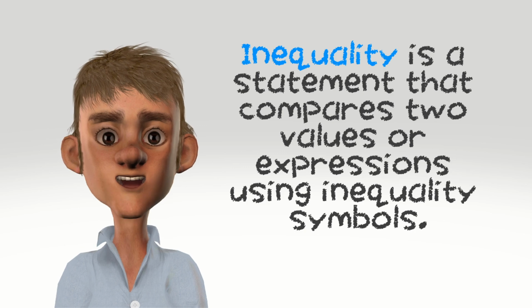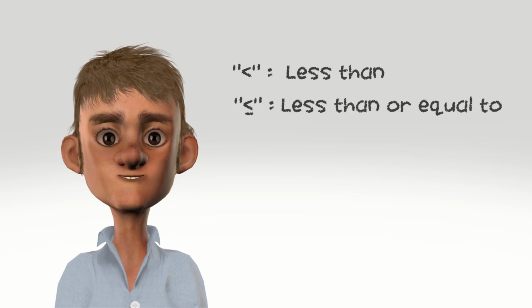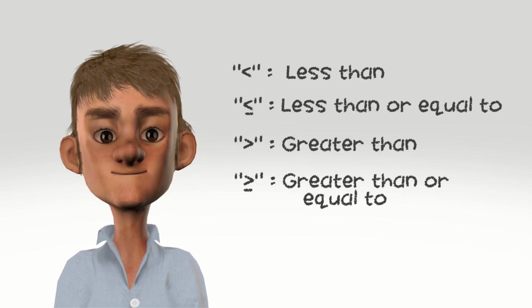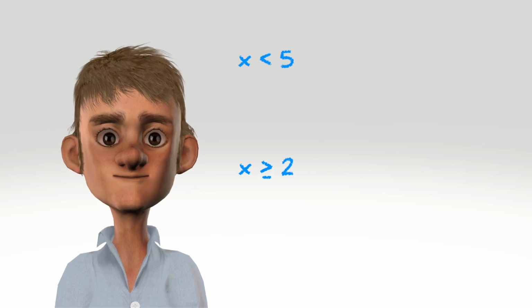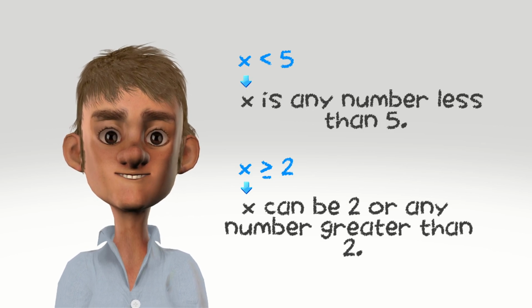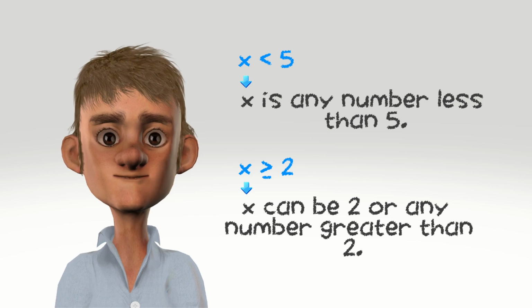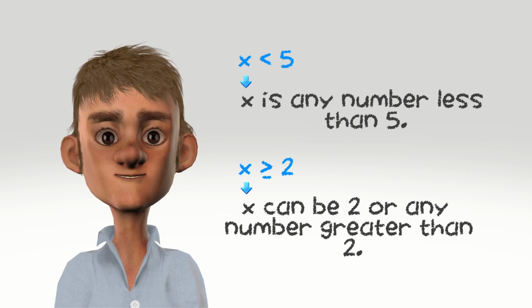The most common inequality symbols are less than, greater than, less than or equal to, and greater than or equal to. For example, the inequality x < 5 means that x is any number less than 5, while x ≥ 2 means x can be 2 or any number greater than 2. Now, let's see how we can represent these inequalities on a number line.